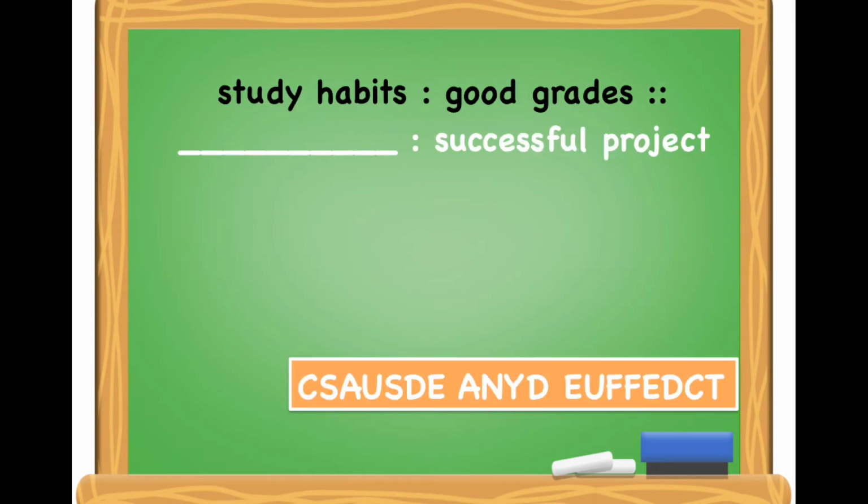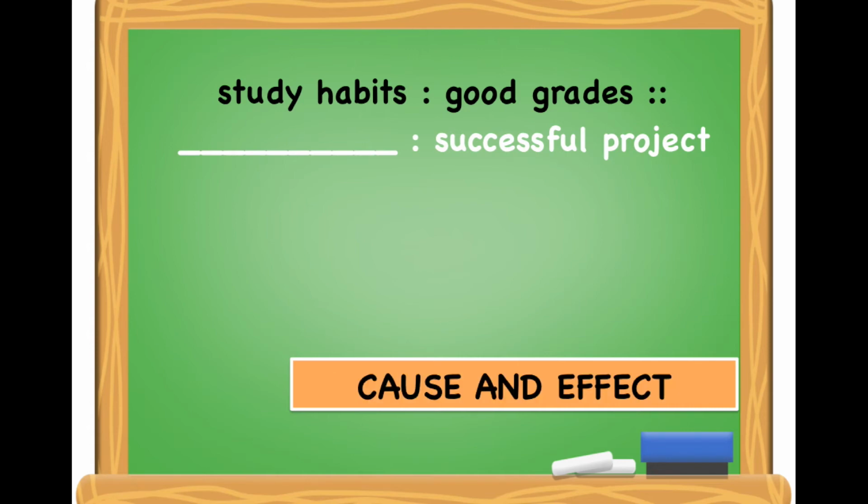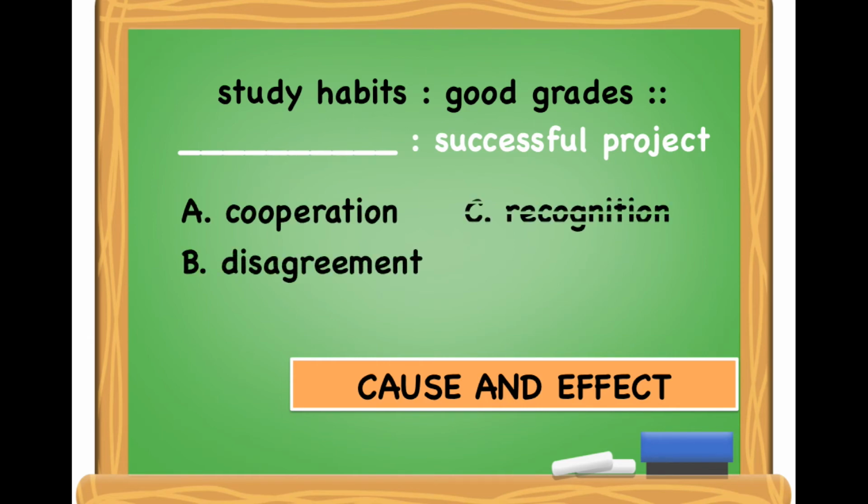Number 2. The type of analogy is study habits is to good grades as blank is to successful project. A. Cooperation. B. Disagreement. C. Recognition. Or D. Reward. If you answered letter A, you're correct.